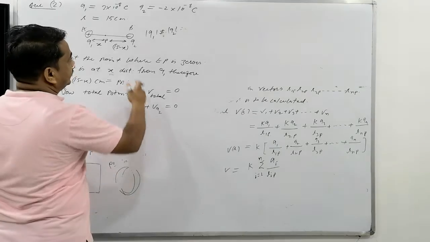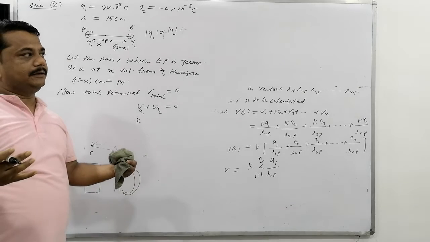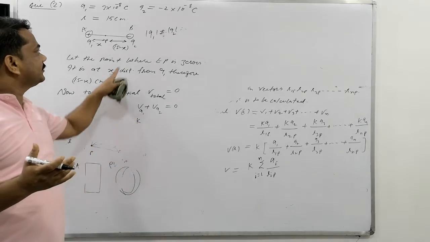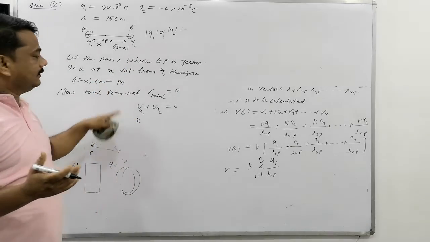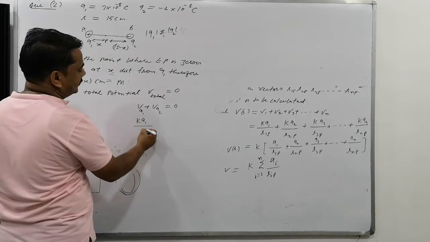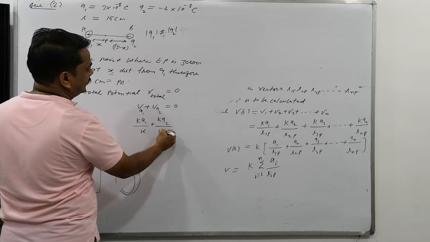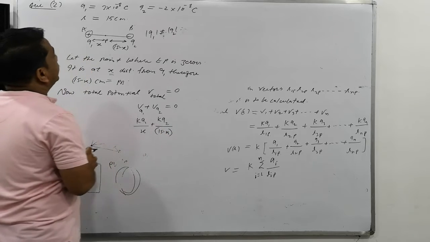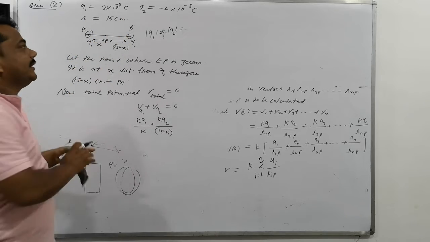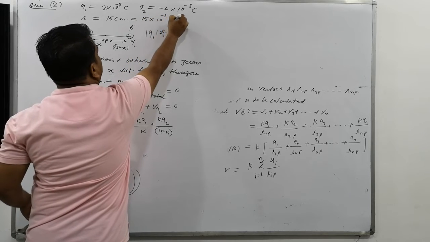Go on writing this and solve further. It's K. Both the charges are placed in space, so there is no medium, and the electrostatic nature of the medium will not affect. K is the same for both. K times the Q1 charge divided by the distance x, plus K times the Q2 charge, and the distance is 15 minus x. See guys, the charge is given in coulomb but the distance is in centimeter. This is very important: when solving the question, you must always take the unit in meter.